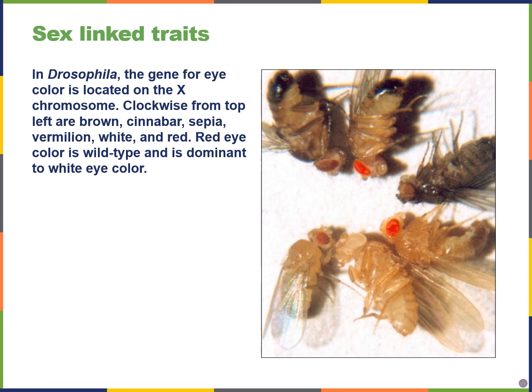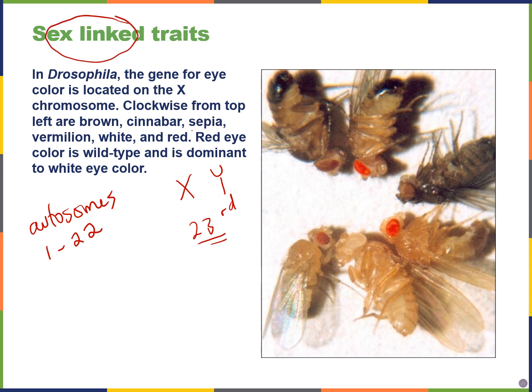In all of the previous examples, we've been looking at genes that were on the autosomal chromosomes. The autosomes are chromosomes 1 through 22, pairs 1 through 22 in humans. When we perform reciprocal crosses for the previous examples, it doesn't matter who the mom or the dad is in terms of which alleles they donate. You get the same ratios for the offspring. But we also have some traits that are on the X or the Y chromosome, the 23rd pair of chromosomes in humans. We call these sex-linked traits.